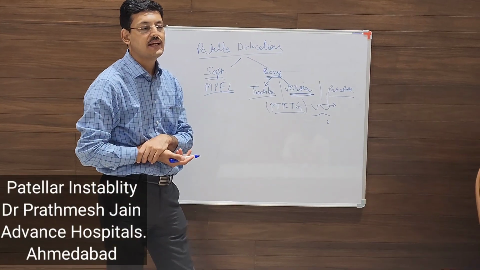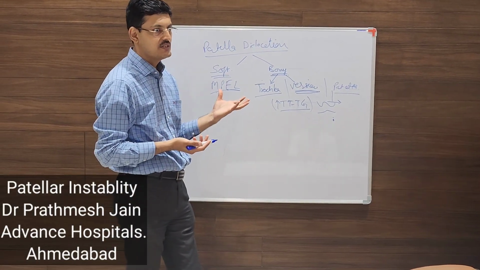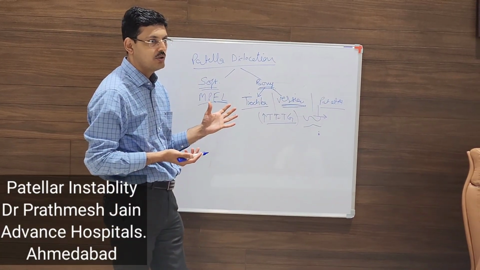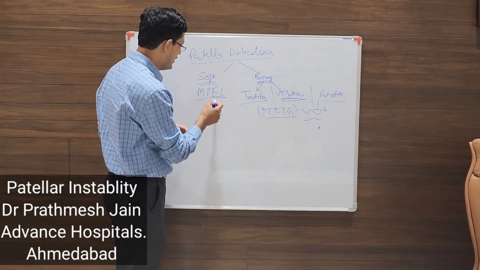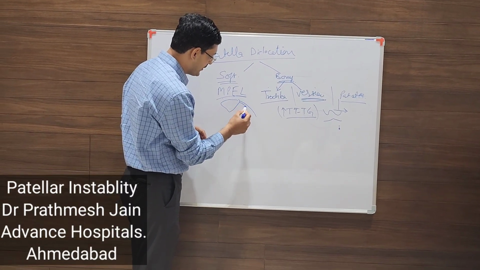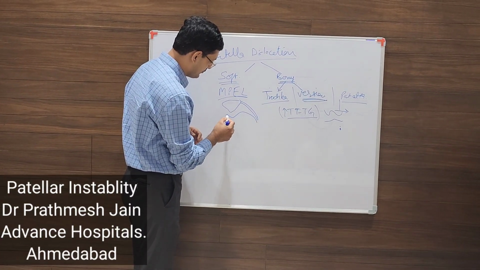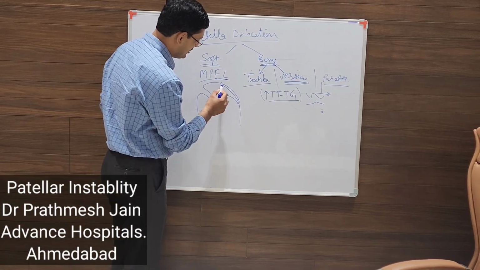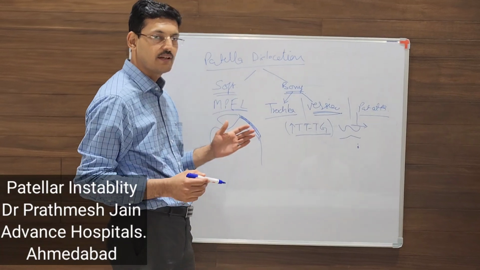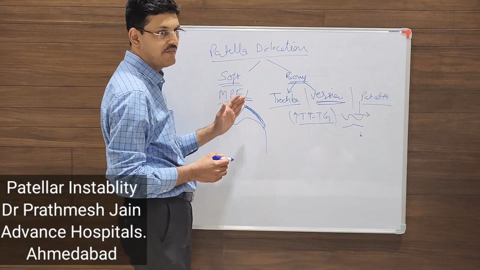MPFL ligament is basically a capsular thickening. So it's a thickening of the medial capsule, and specifically, this is the patella. It goes from the patella to the femur. So it is like that. It's a thin layer of the capsule which is thickened. The capsular layer, if it is thickened, this is MPFL.